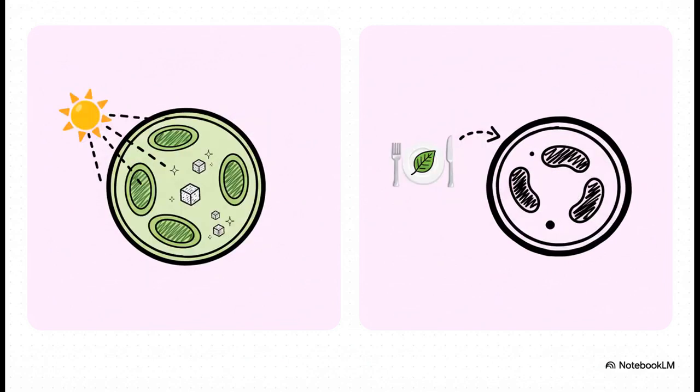And the special tool that lets plants pull this off? It's an incredible little organelle called a chloroplast. You can just think of these as tiny, solar-powered sugar factories inside every plant cell. Animal cells, we don't have them, no chloroplasts. So we have to get our sugar the old-fashioned way, by eating plants or eating something that ate a plant.